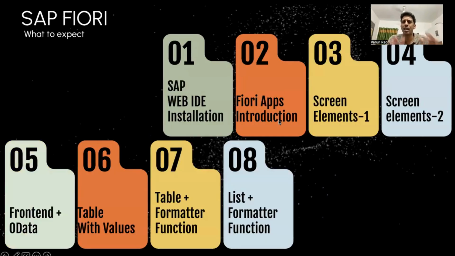So we would be looking at an introduction of what Fiori applications are and how we work on them. Then you have different kinds of screen elements. We would be handling various types of screen elements in one and two. Then we have the front end plus OData again, wherein we would be looking at basic elements on how to do data binding or things like these. Then you have table: how to create a table with values, a table with a formatter function, and a list with a formatter function. So these are the basic things that we would be looking at when we talk about Fiori specifically.